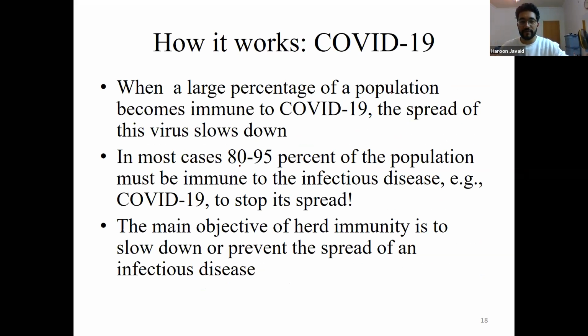So when a large number of the population becomes immune to COVID-19, the spread of the virus slows down. Almost 80 to 95% of the population must be immune. Yeah, so this is a problem. A large number of people, almost 85 to 95%, must be immune to stop the spread, which is not going to happen anytime soon. The main objective is to slow down and prevent the spread of the infectious disease.